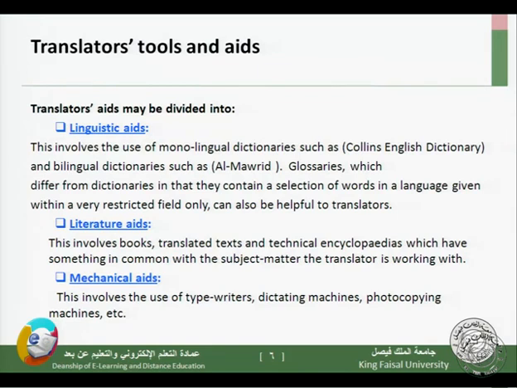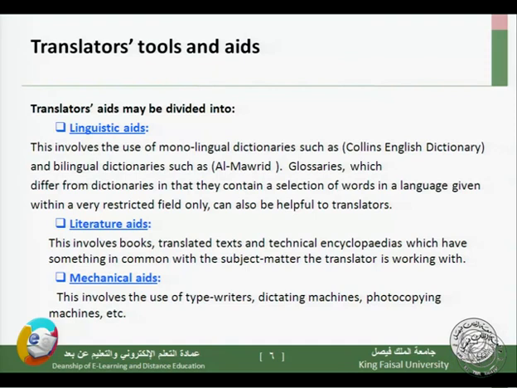Now the literature aids, this type of aid is really necessary in certain cases. This involves books or translated text and technical encyclopedias, for instance, which have something in common with the subject matter you are translating. So you need to have references where you can check, if you need, have you understood this text properly? Can I benefit from this book, because this book is about the same subject matter I'm translating.